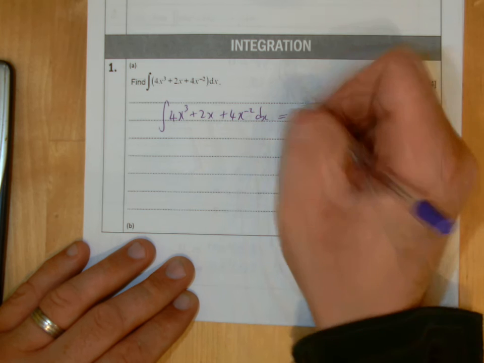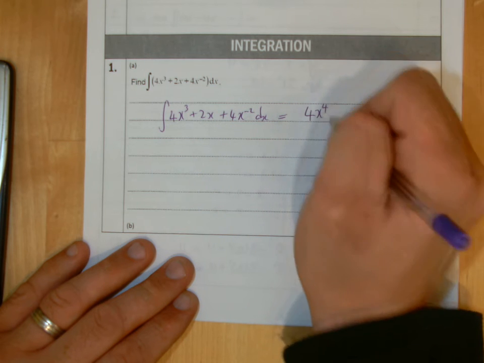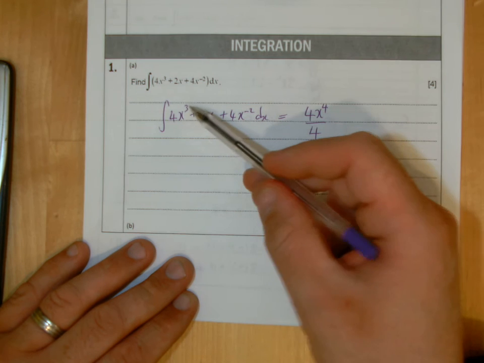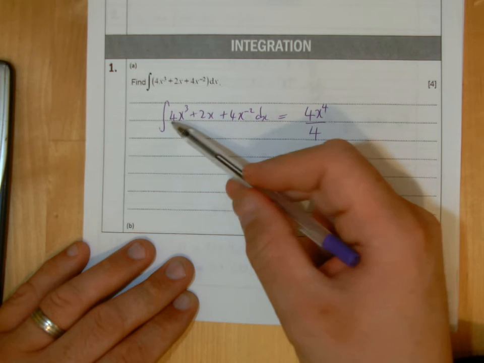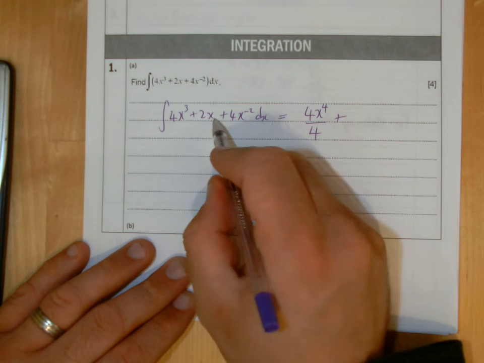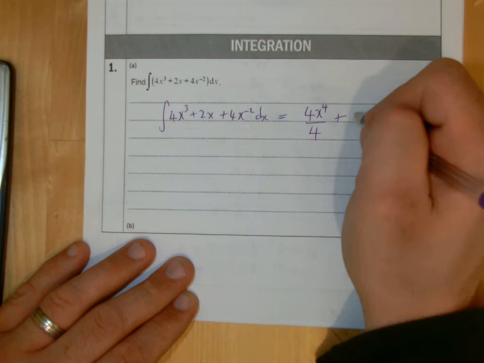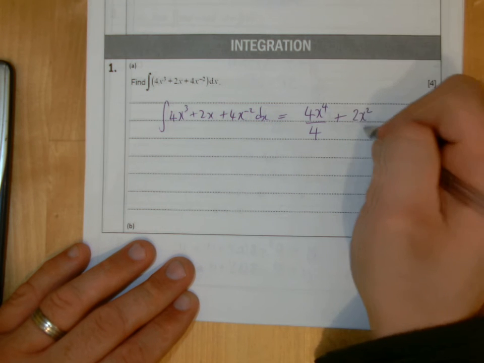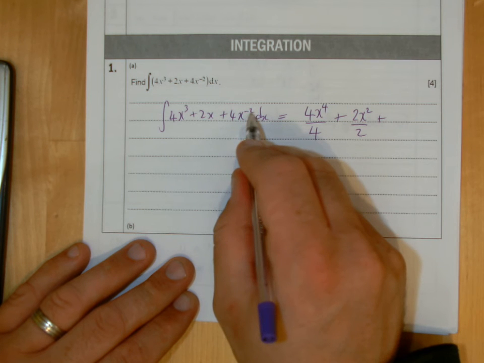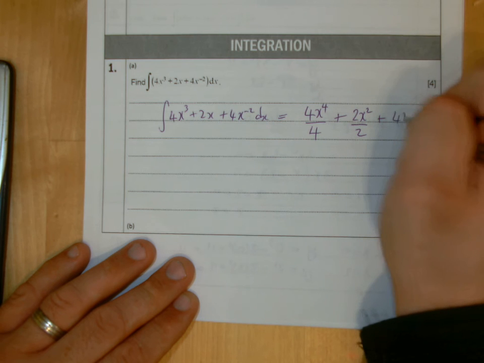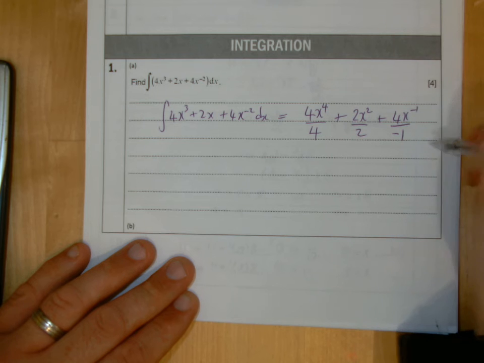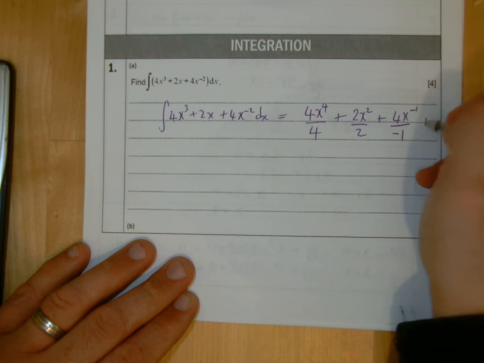So we're going to add a power. So this will become 4x to the power 4. But then we've got to divide by that new power. So just remember with integration, all you've got to do is add 1 to that power and divide by that new power. Same here. The power there is 1, isn't it? So if I add 1 to that, I end up on 2 and divide by that new power. And then here, if you add 1 to minus 2, you get minus 1 and divide by that new power. That's 1, minus 1.